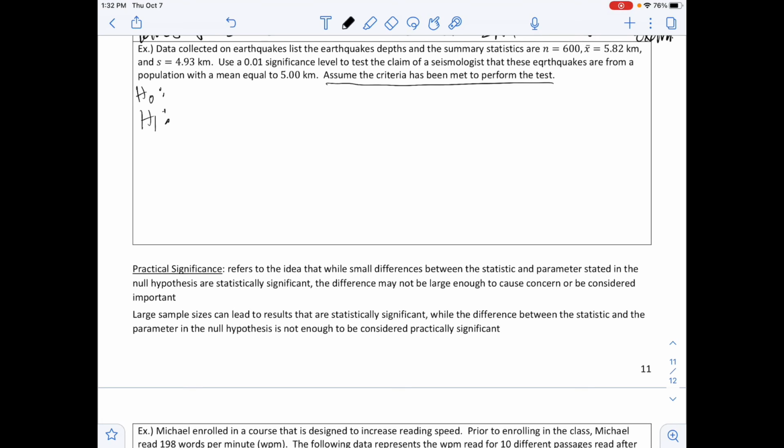And we are dealing with how deep these earthquakes are, which would be an average or a mean. So I'll go ahead and put mu, an equal sign for H naught. And from our population, we know that the population has a mean equal to 5. And I'll just put the zeros in there. You don't have to. And then for our alternative, it doesn't say less than or greater than. So again, we're going to go ahead and put not equals to that 5.00. And so we're going to have to use t-test and put in all the information that is given to us up above.